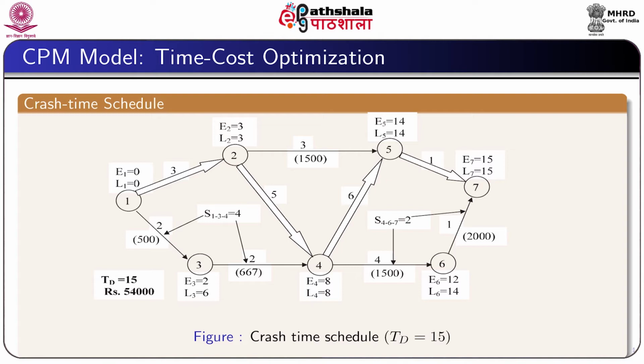Here in the figure we see that the path 1, 3, 4 has a slack of 4 weeks and the non-critical path 4, 6, 7 has a slack of 2 weeks, and there is another non-critical path, which is the activity 2, 5, and there is also a slack of 8 weeks.